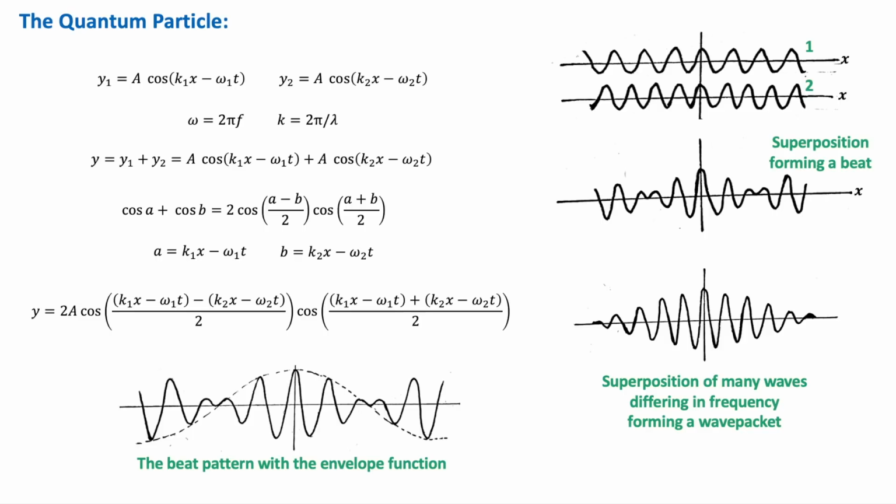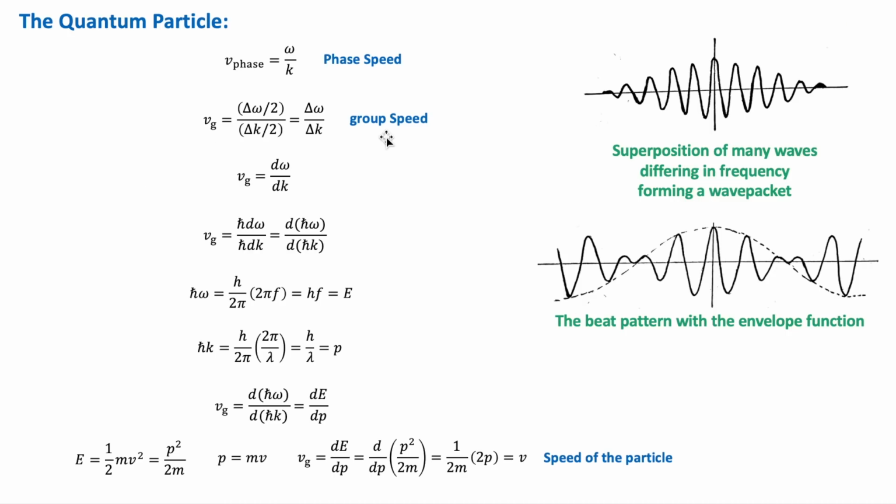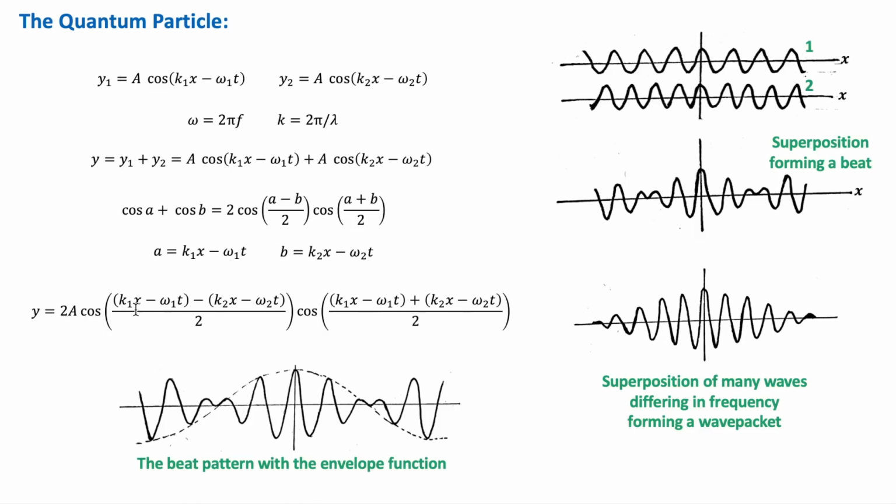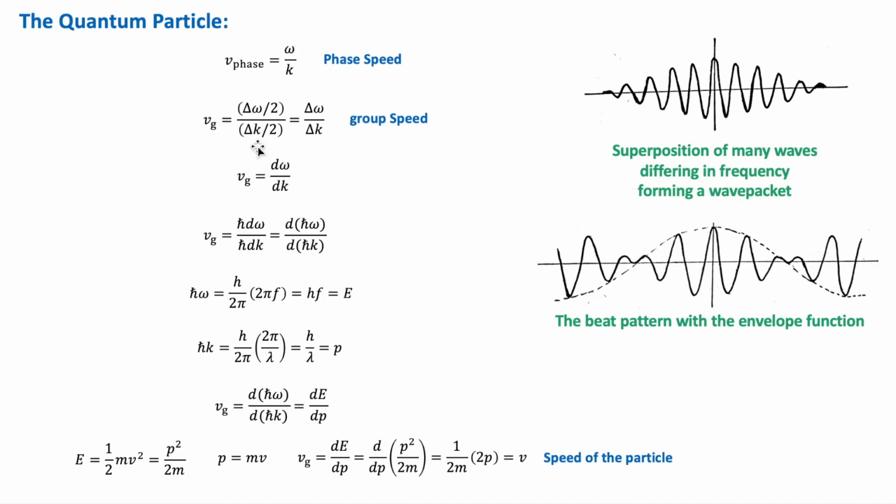Also, the first factor here in this equation has the form of a wave, and so its speed is given by Vg, the group speed, okay? And it's equal to the coefficient of time over the coefficient of x. As you can see here, the coefficient of time is delta omega over 2, and the coefficient of x is delta k over 2, okay? So it's equal to delta omega over delta k. And it is known as the group speed, okay? And it represents the speed of the wave packet. It is the speed of the wave packet.